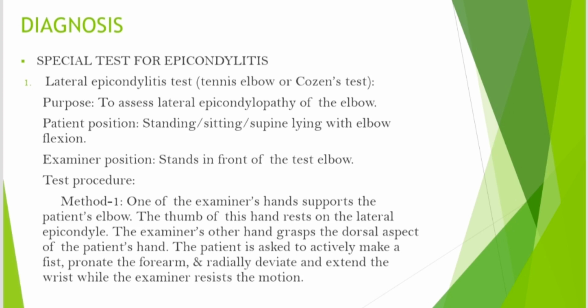Patient position: standing or sitting or supine lying with elbow flexion. Examiner position: stands in front of the test elbow. Test procedure: there are two methods, method 1 and method 2. In method 1, one of the examiner's hands supports the patient's elbow. The thumb of this hand rests on the lateral epicondyle. The examiner's other hand grasps the dorsal aspect of the patient's hand. The patient is asked to actively make a fist, pronate the forearm, and radially deviate and extend the wrist while the examiner resists the motion.